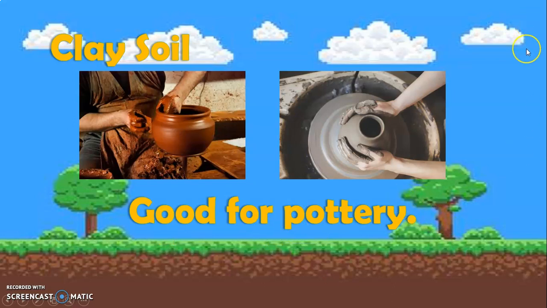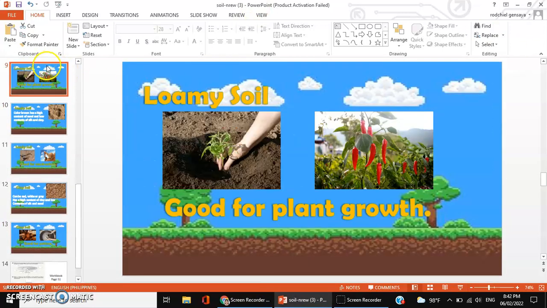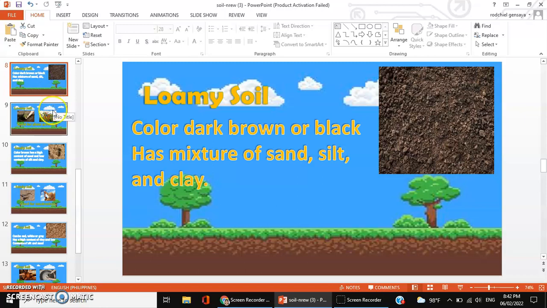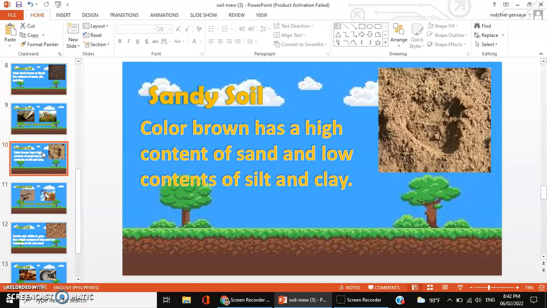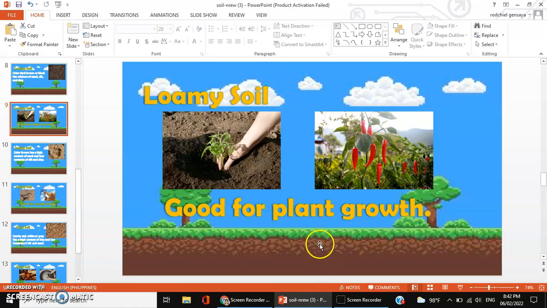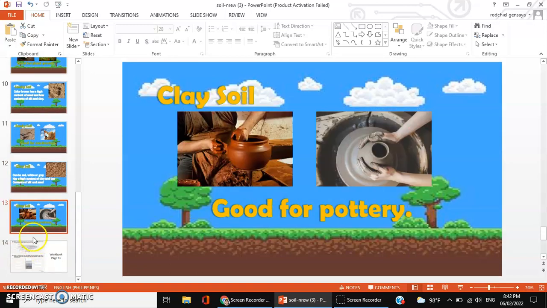So again, we have three types of soil. Number one, we have loamy soil. Number two, we have sandy soil. And number three, we have clay soil. Loamy soil is good for plant growth. Sandy soil is good for construction. And clay soil is good for pottery.